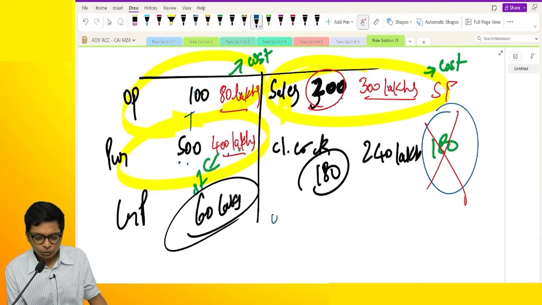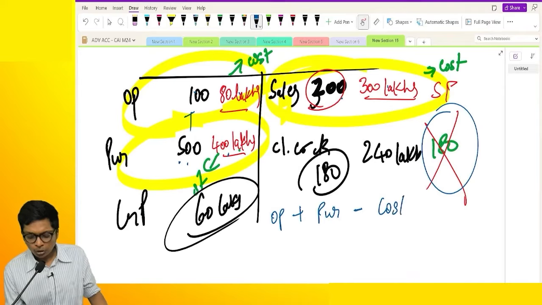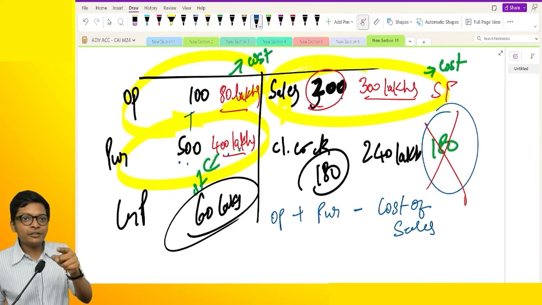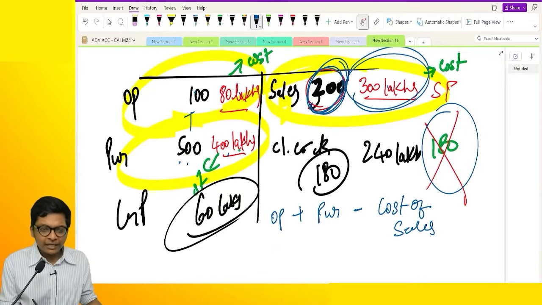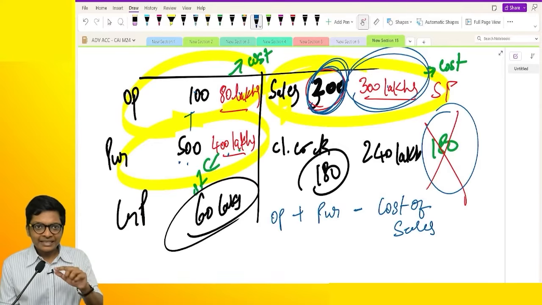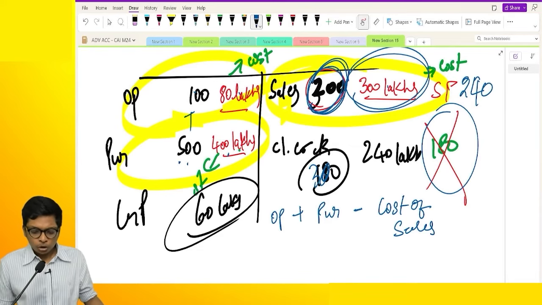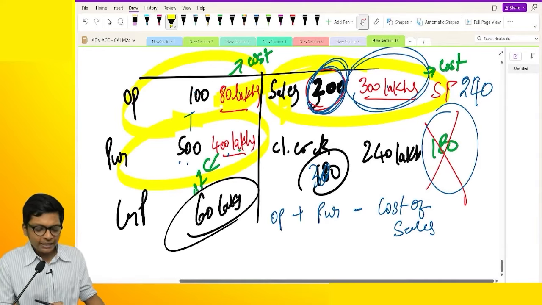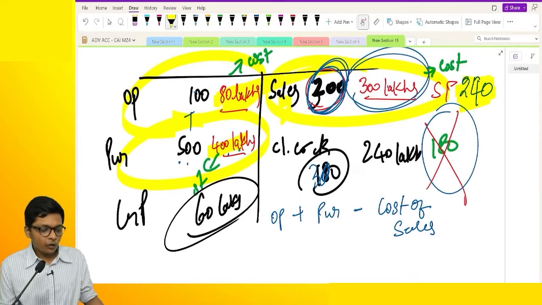Look at it. It is opening stock plus purchase minus not sales, but cost of sales. Cost price of sales. Correct? So you should not minus with 300. What is the cost price of 300 iPhones? 300 into 80. Sorry, this is 300. Correct? 240. So now if you do opening stock 80 plus 400, 480 minus 240, apply it in the equation.